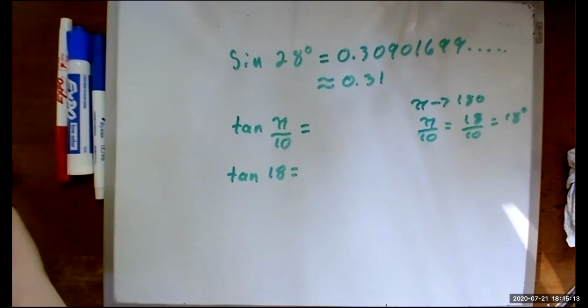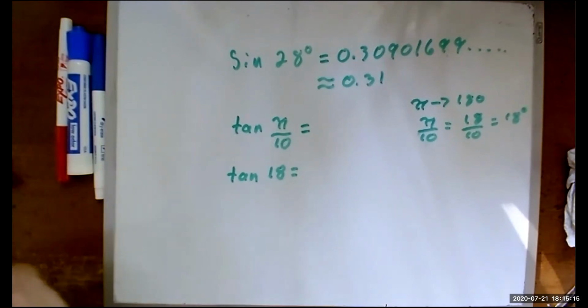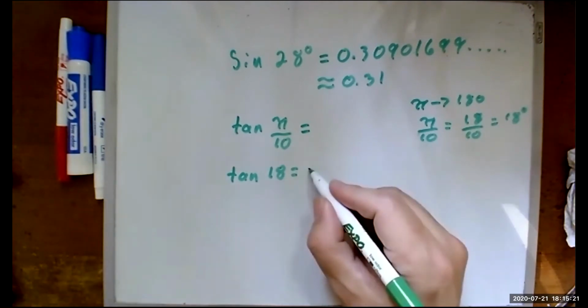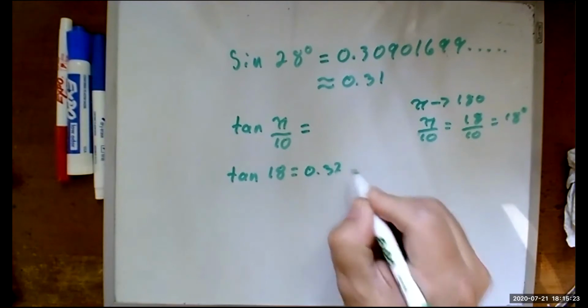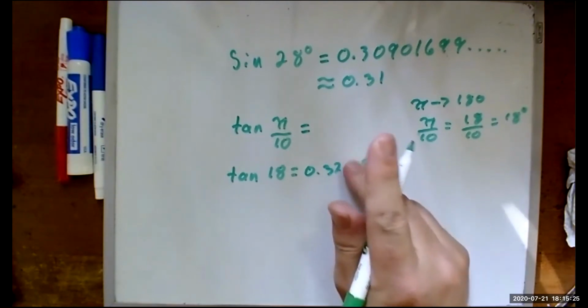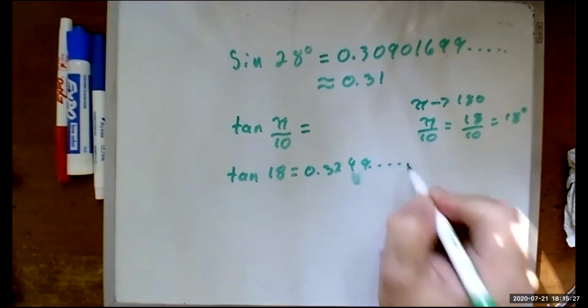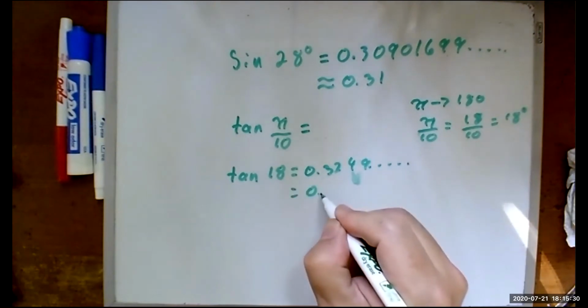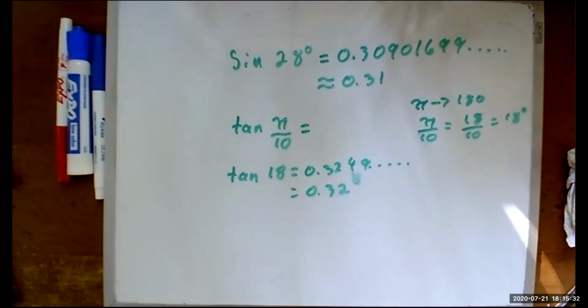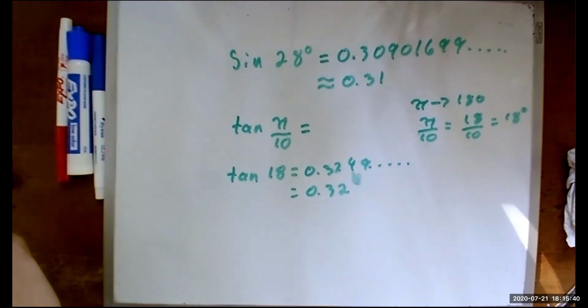Okay. Then you can put that into your calculator, and you should end up with 0.3249 on and on, which for our purposes means 0.32.